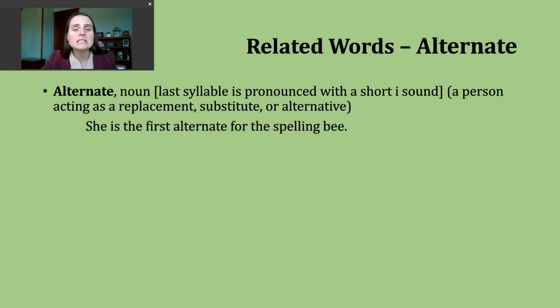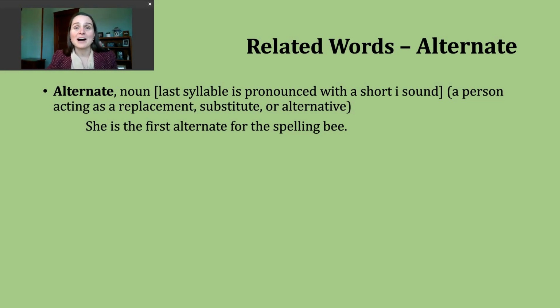When we use this word as a noun, we're referring to a person who is acting as some type of replacement, a substitute, or some type of alternative. An example of this might be, she is the first alternate for the spelling bee. Okay, so this is something that happens in a lot of elementary schools here in the United States, where we have a little competition of who can spell the most words or be the best.